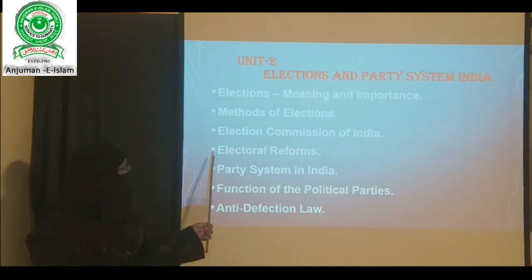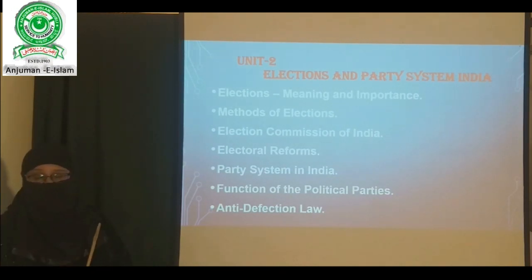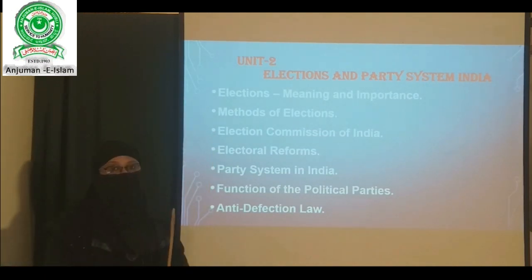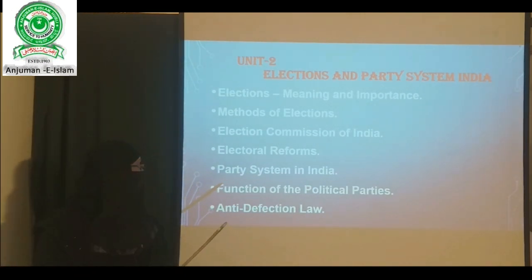Next, Election Commission of India. There is a commission, a statutory commission, which conducts elections in India. Here we will be seeing how many commissioners are there and what are the functions of the commissioners and what are other aspects of the Election Commission of India.